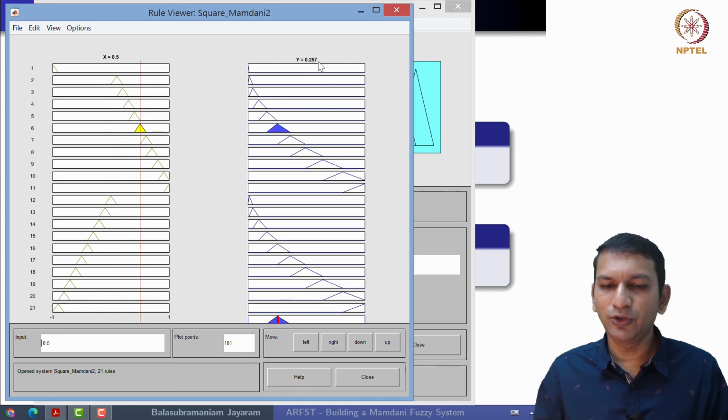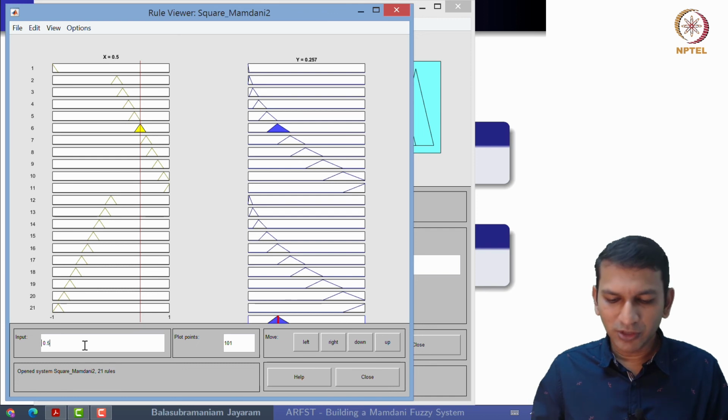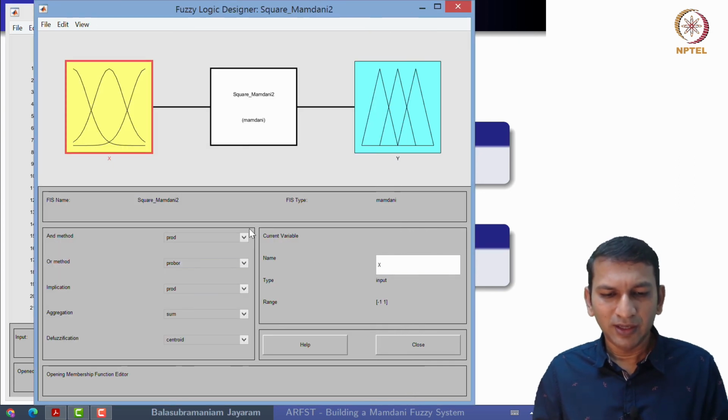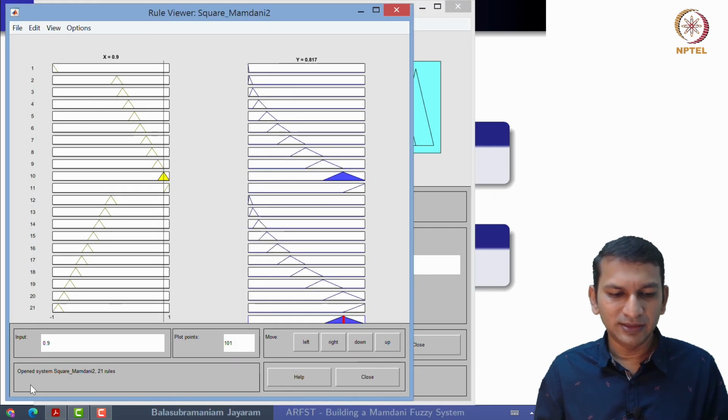You see here it is 0.257. So it's approximating it quite well. If it is 0.9, you will see it is 0.817. Well, this is what happens. Now, let's do one thing like in the earlier case.